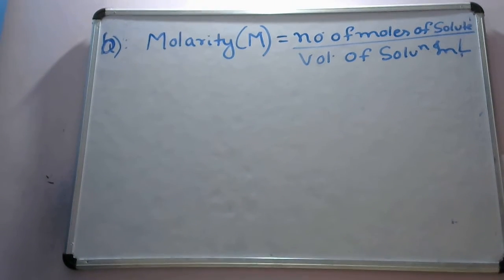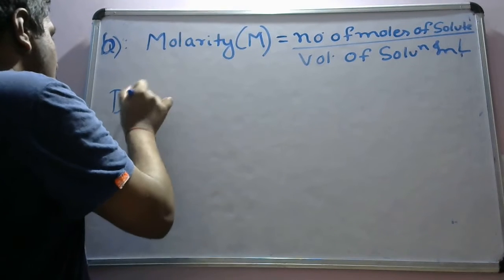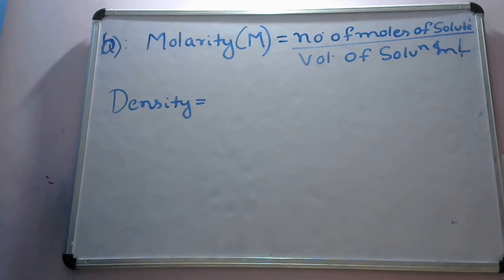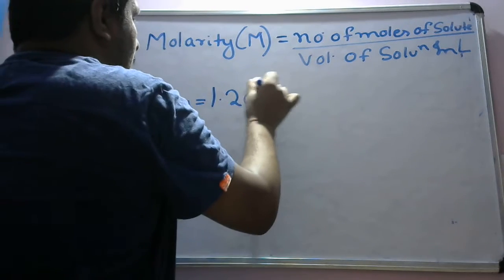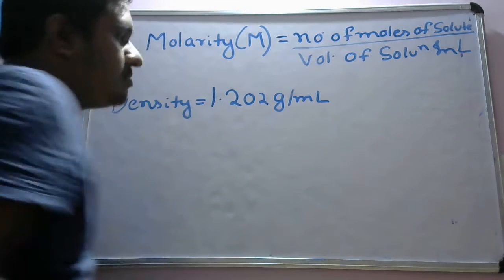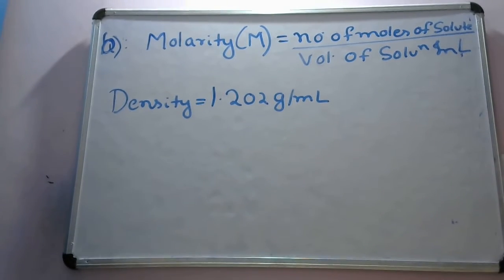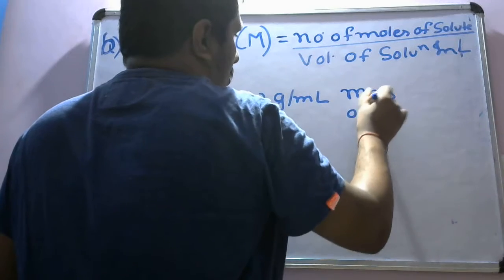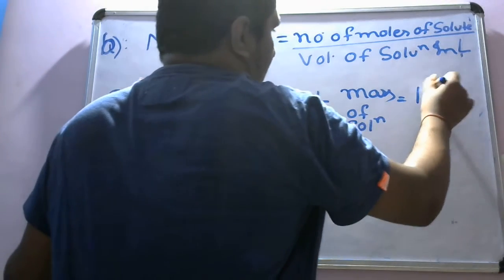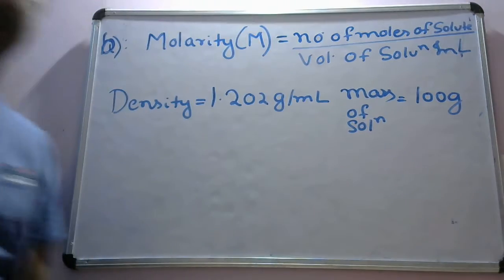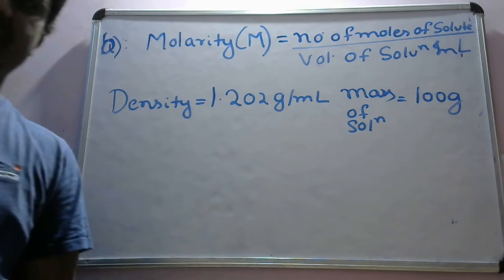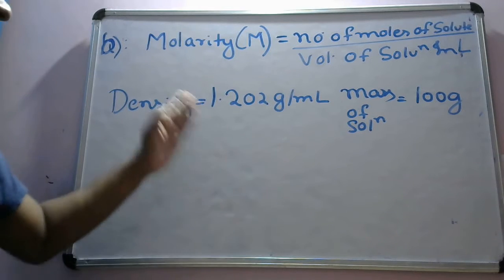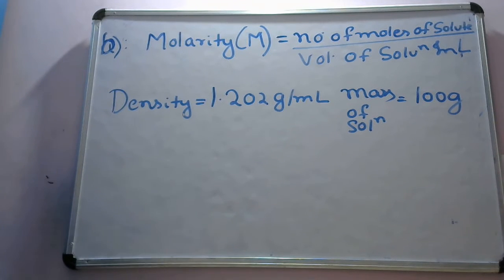How to calculate the volume of solution? We have density of the solution given to us. Density is given to be 1.202 grams per milliliter. And we have mass of solution, that is 100 grams. 20% mass by mass means 20 grams of solute present in 100 grams of solution. So total mass of solution is 100 grams. Density of the solution is 1.202 grams per milliliter.